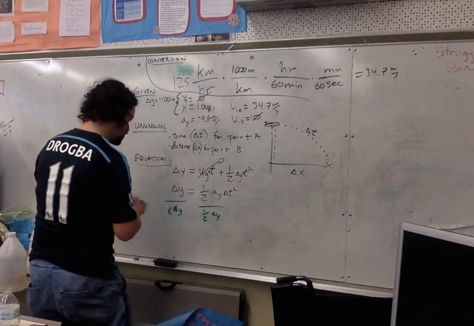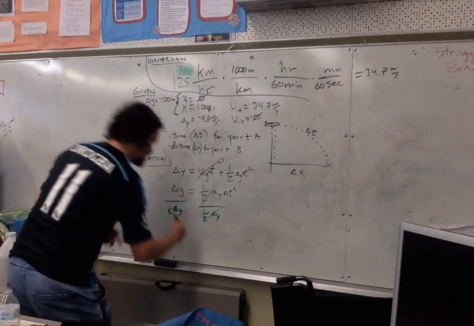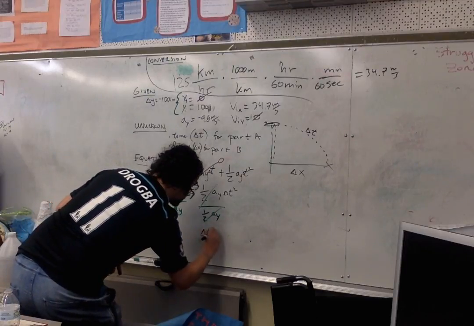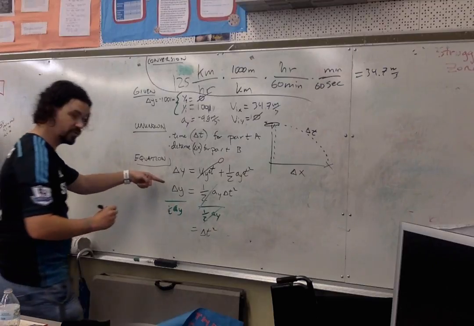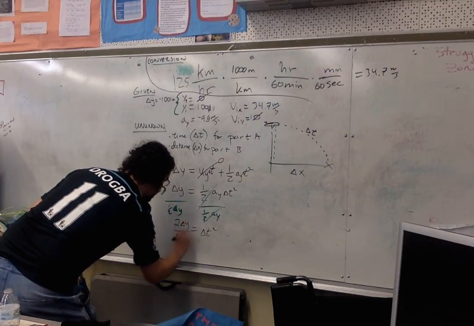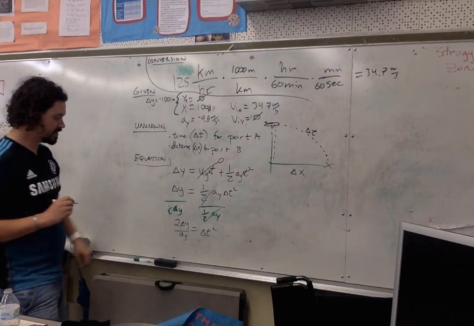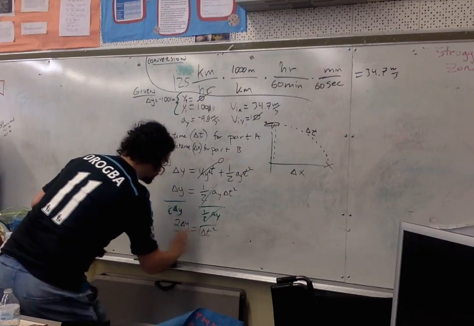And what we end up with is this stuff all goes away, and we're left with delta t squared over here, and over here, over this 1/2, the 2 moves to the numerator. We get 2 delta y over a_y. Solving for delta t, we would take the square root of both sides. So here I'll do that.